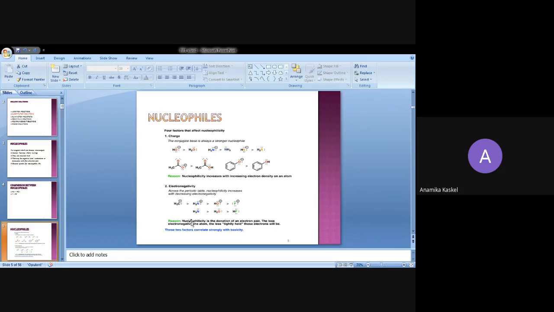Now I ask you one simple question. CH3 minus, NH2 minus, OH minus and F minus, which one has the highest nucleophilicity and why? Please give the answer. F minus, because F minus has more electron density.